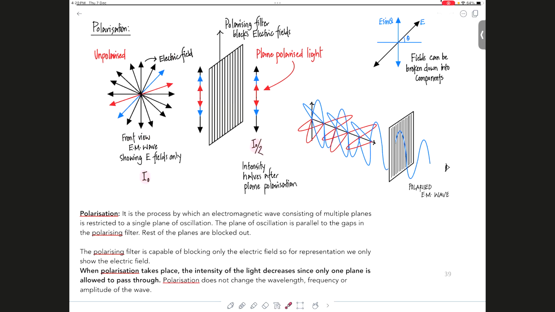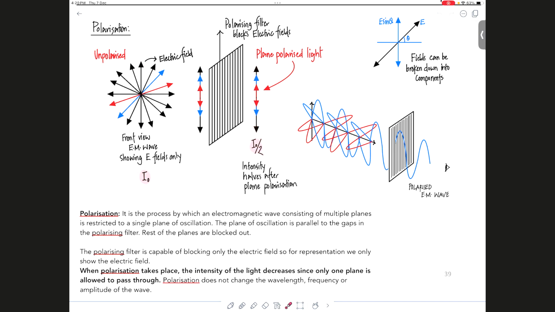Yeah, the components and the fields that are parallel to the polarizing filter, right? So instead of passing everything, it will just pass the vertical ones. Vertical components. So if you look at the blue one here, it has two components, right? A vertical component and a horizontal component. Which one will be able to pass through? Just the vertical one. So you'll just have the light coming out with one single plane of oscillation, right? We call this a plane polarized light.